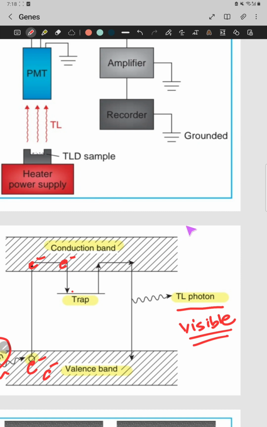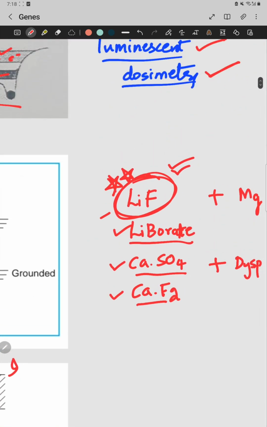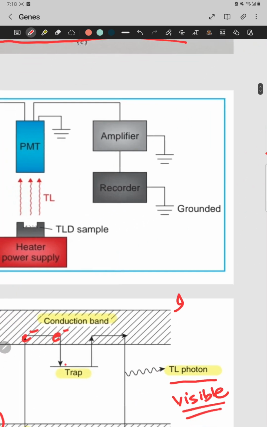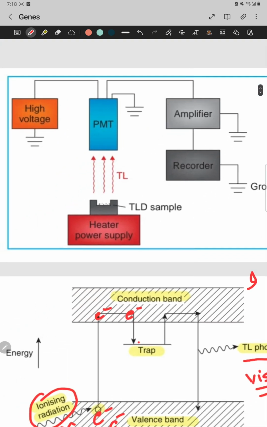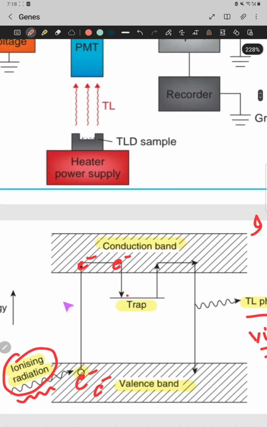So we add impurities into the lithium fluoride, that is magnesium. That process of electrons being trapped usually does not happen with just lithium fluoride, or it is very less. That's why you add more impurities to it. Now what happens if you add impurities? That is the doping procedure, right? So if you add impurities in this forbidden gap, it will create intermediate energy levels here. So there will be some traps, TL traps, in the forbidden energy band.